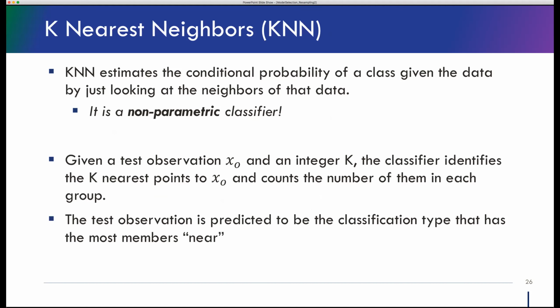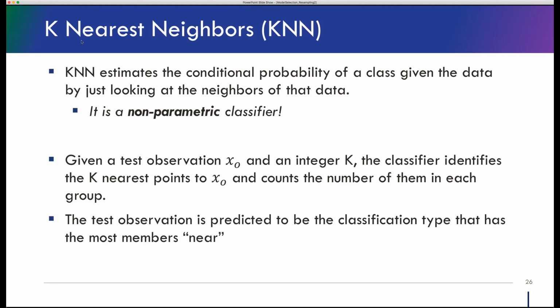As I said, I'll introduce K nearest neighbors. It is a very simple classification method, and it definitely needs cross-validation, so that's why I introduced it here. So let's take a look at what it is.